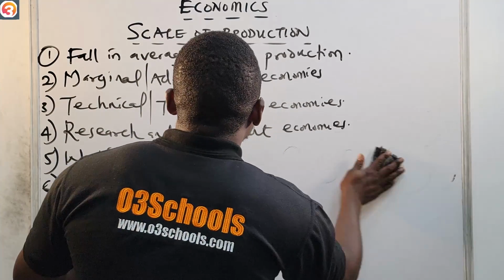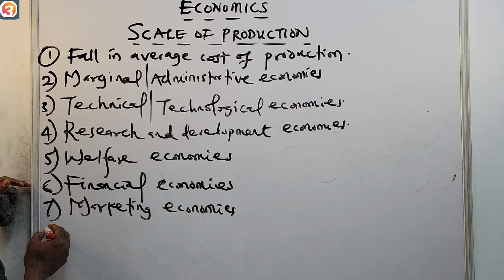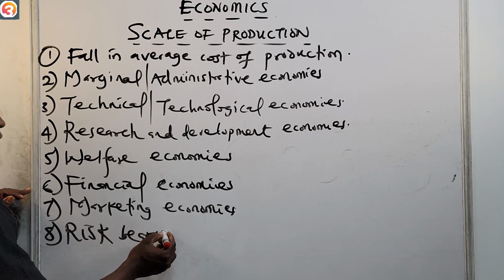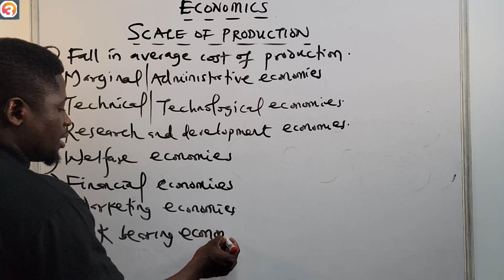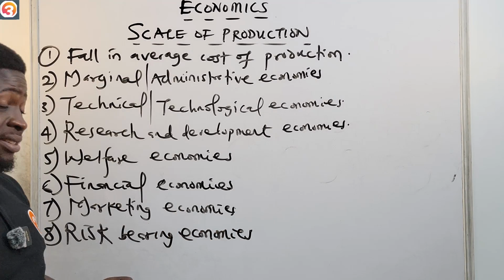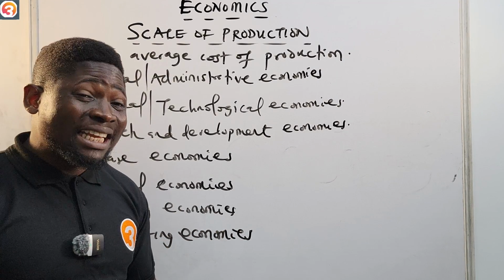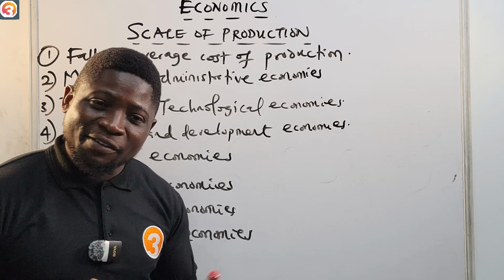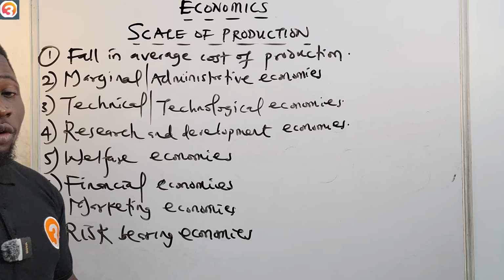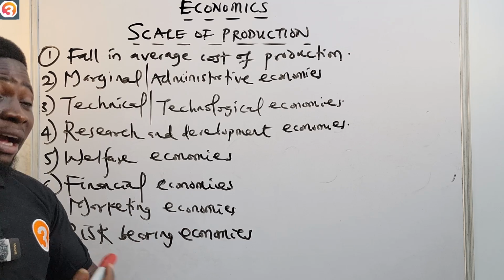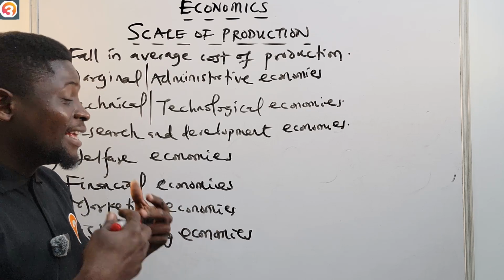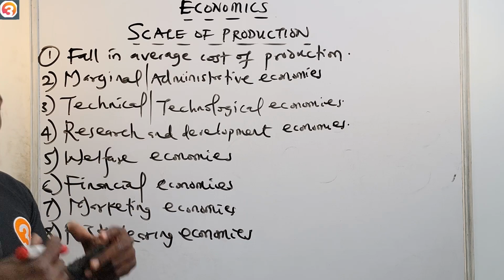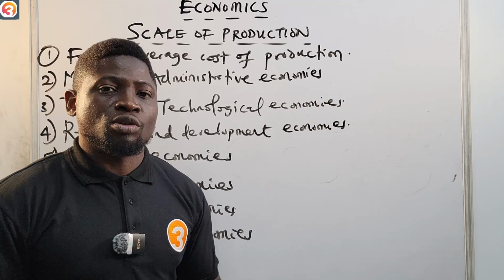Then of course, we also have risk-bearing economies. Number 8, risk-bearing economies. Large firms can involve themselves in risky business ventures to make huge profits. You know, they say now risks. If you don't take any risk, you don't make money. So large firms have that propensity to engage in taking risk, for them to make huge returns or huge profits.